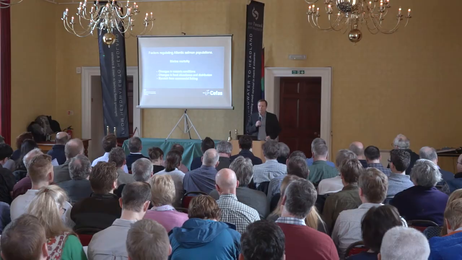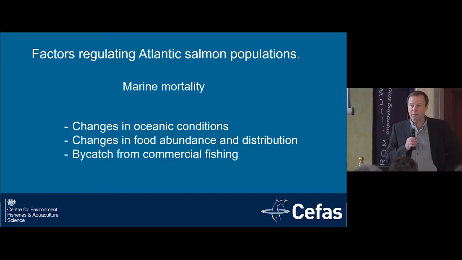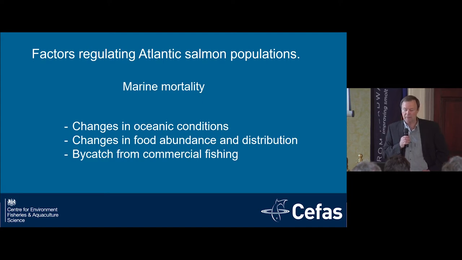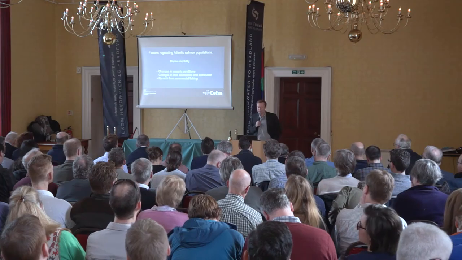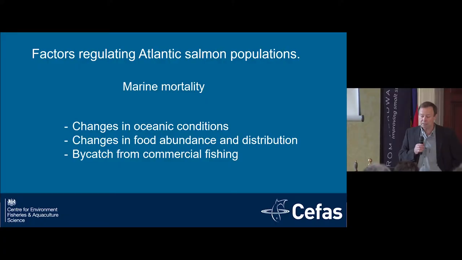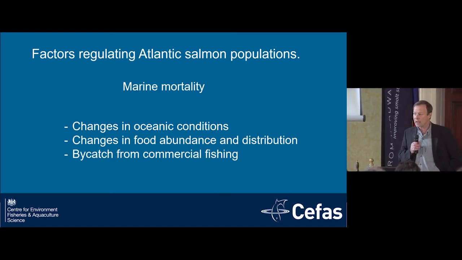Now, recently, the factors regulating Atlantic salmon populations have focused the minds of both managers and biologists. And there's been a lot of interest in marine mortality in particular. Some of the effects occurring in the marine environment have been suggested, such as changes in oceanic conditions, changes in food abundance and distribution, and also the bycatch from commercial fishing.